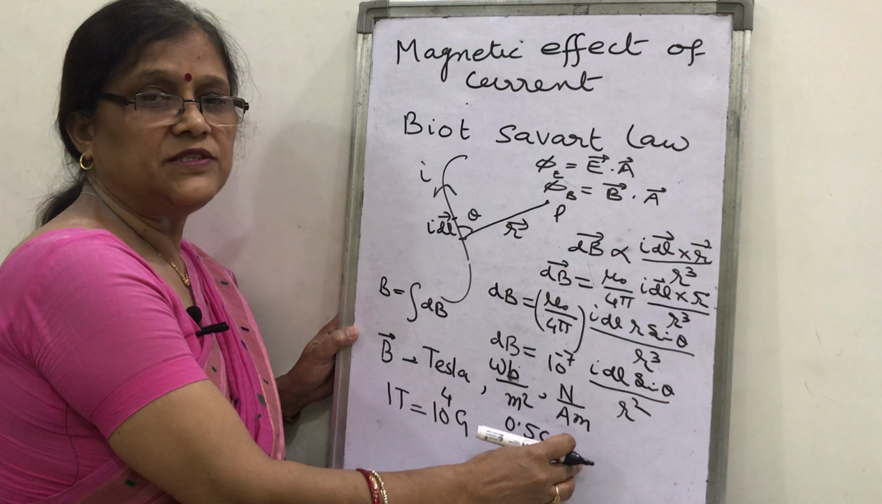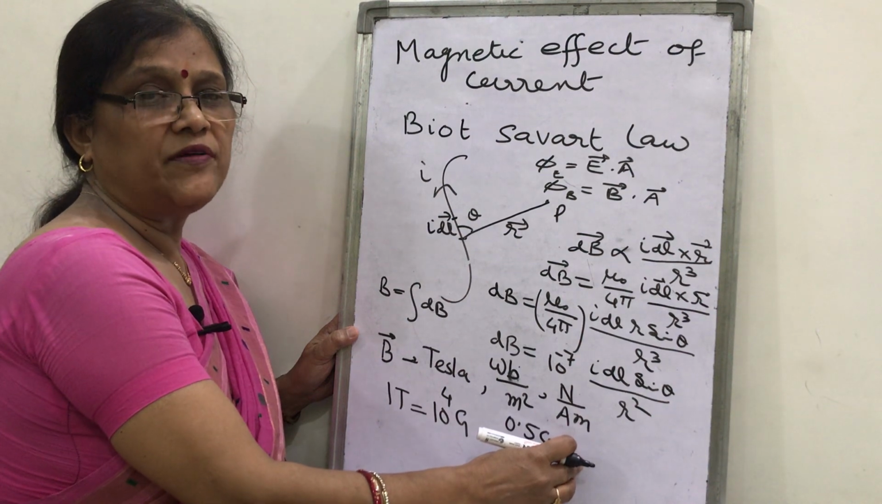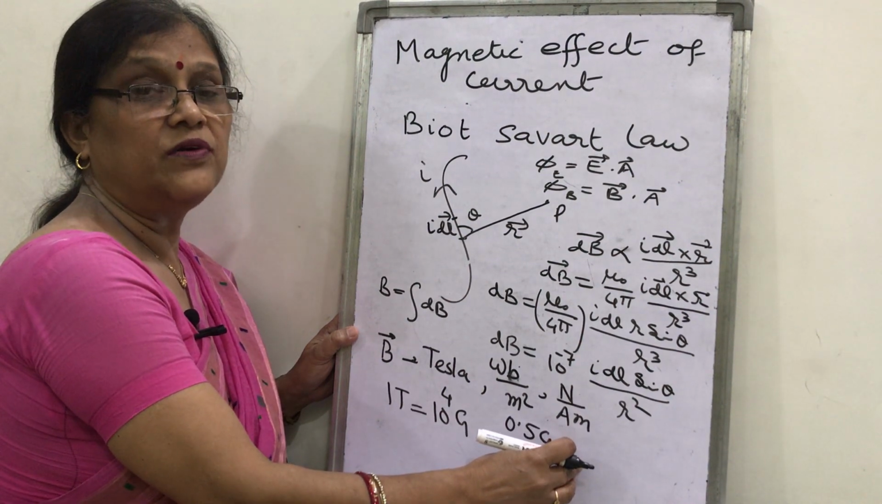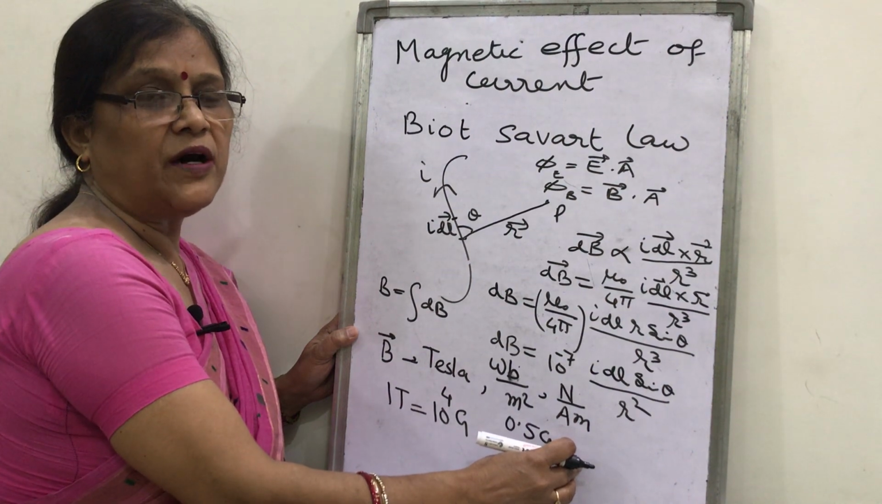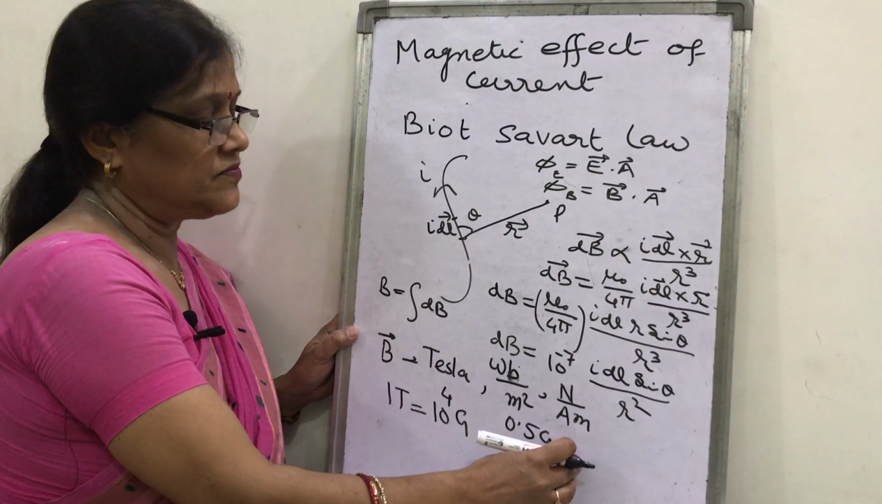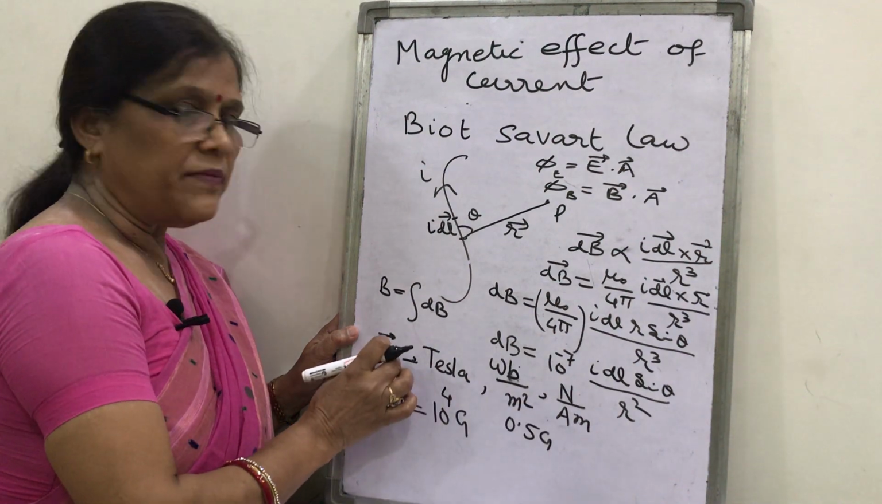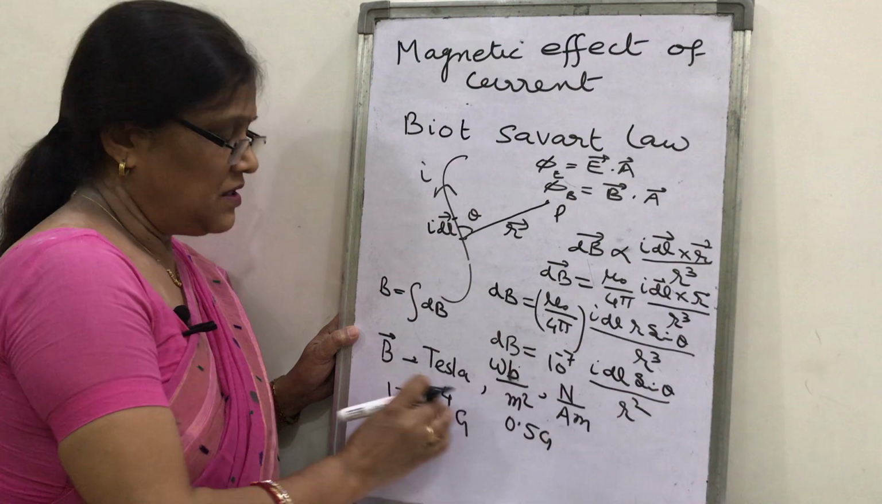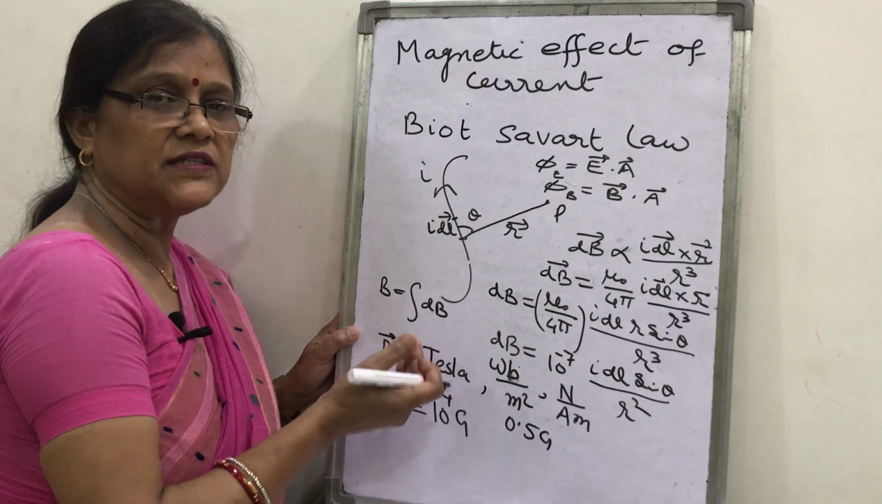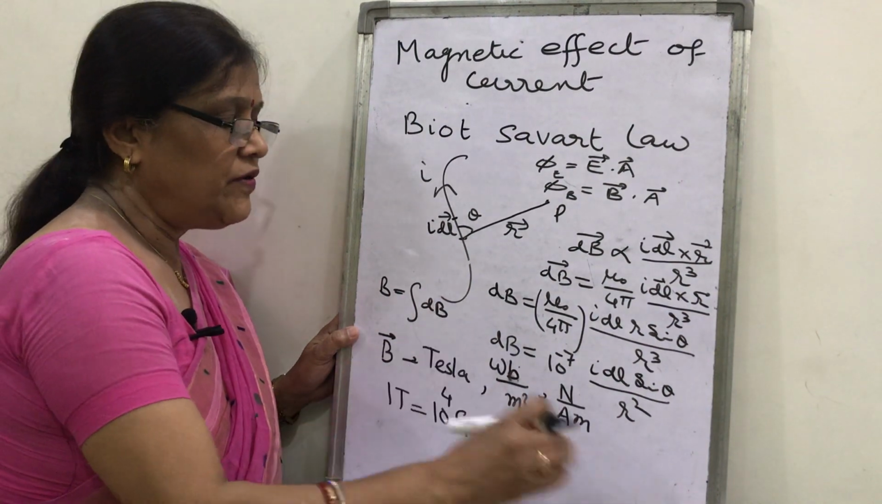Some special devices also produce a magnetic field of around 200 Tesla to 400 Tesla, but for a very small interval of time, around 1 microsecond. So B, the magnetic field, is a vector quantity. How will you define Tesla? Suppose I ask what will be Tesla. So what will you do here?